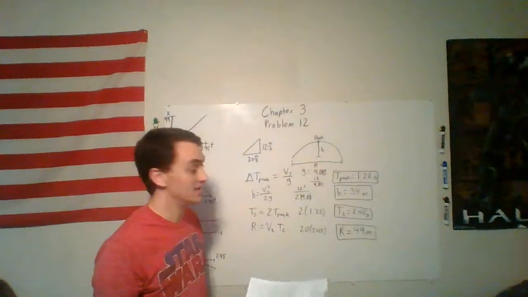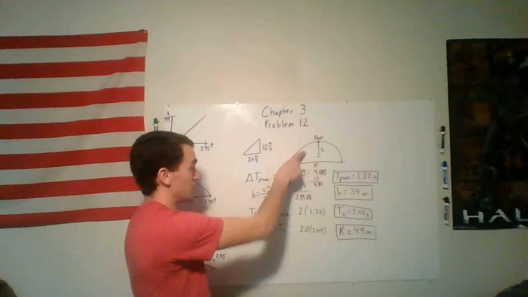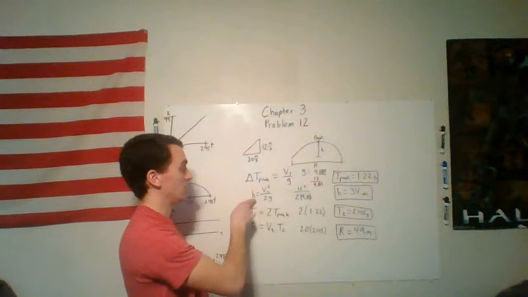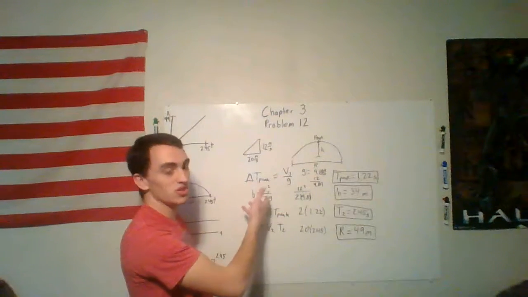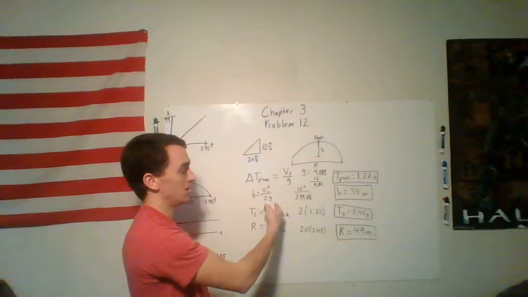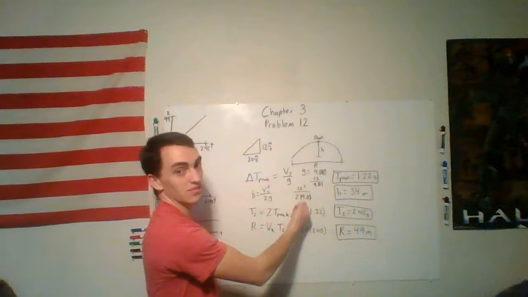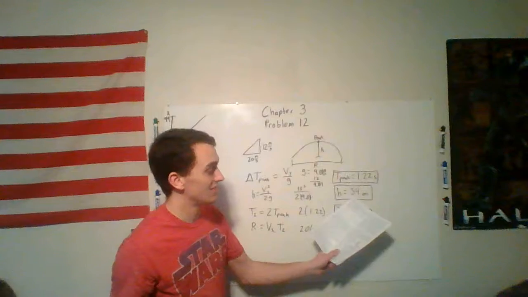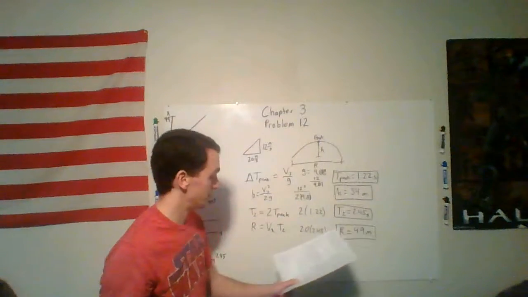B, how high is this point? So h, being the height at this highest point, with equations derived in class, is our Vy squared over 2g, so that's 12 squared over 2 times 9.81, which gives us a final height of 7.34 meters.